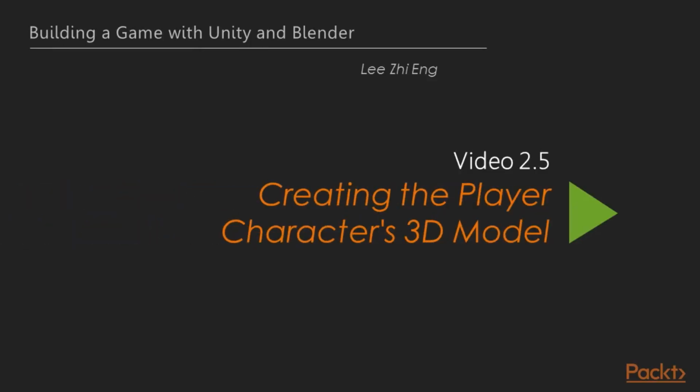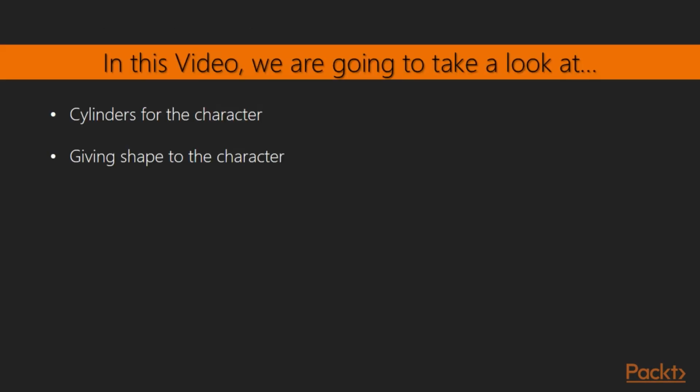Welcome back to the next video, creating the player character's 3D model. In the previous video, we looked at the monster's texture. In this video, we're going to start by creating a bunch of cylinders for the character. We will then use various operators to give shape to the character.